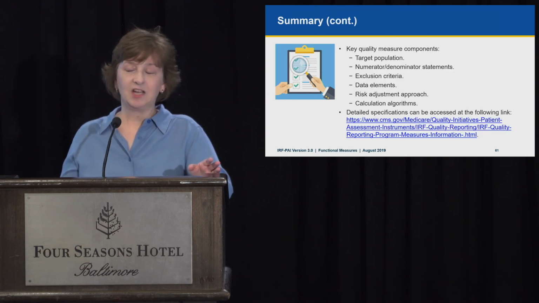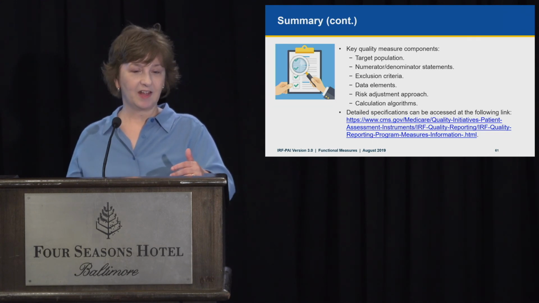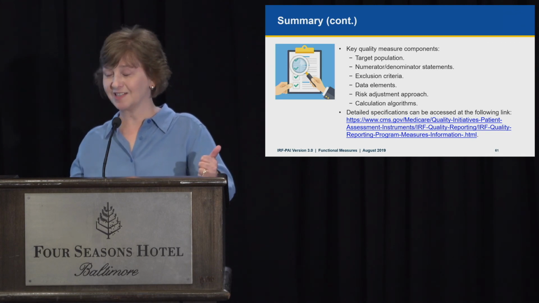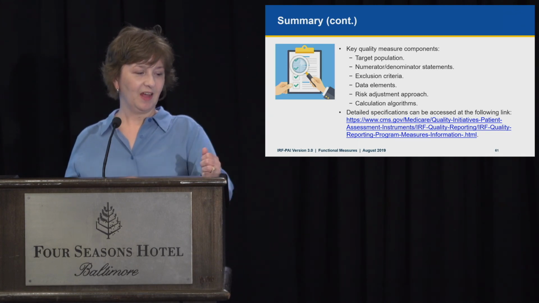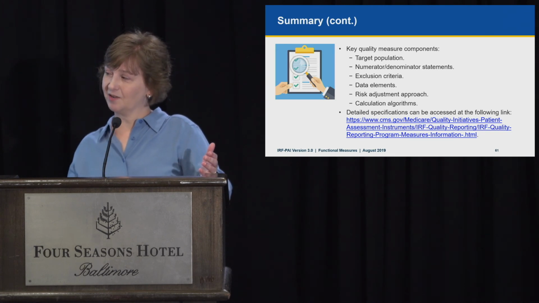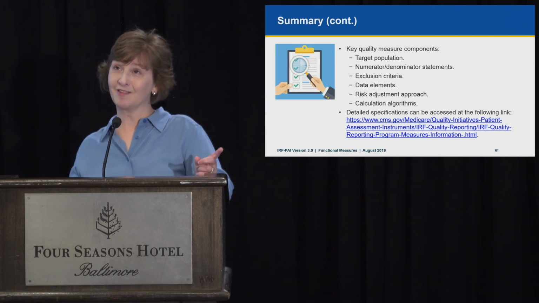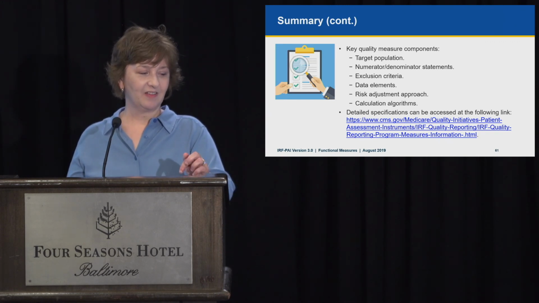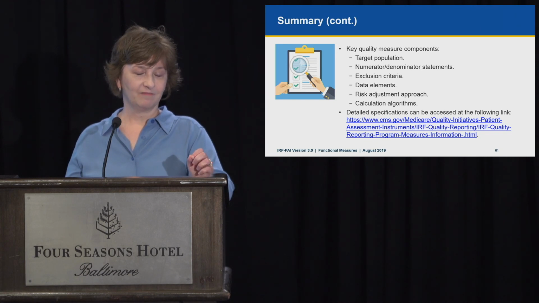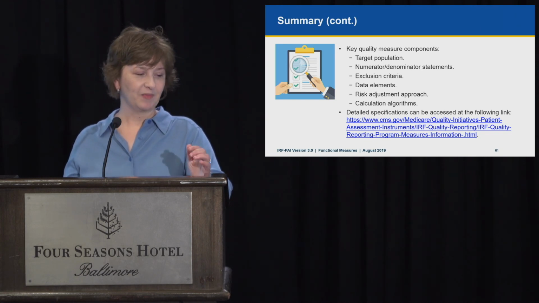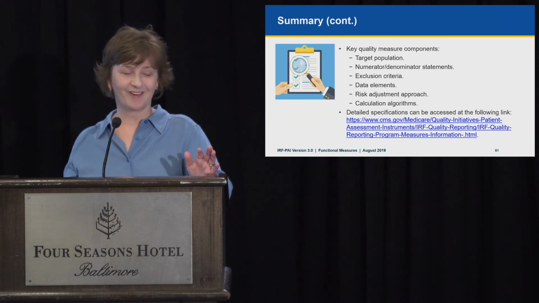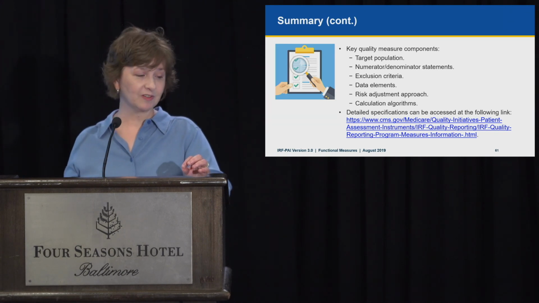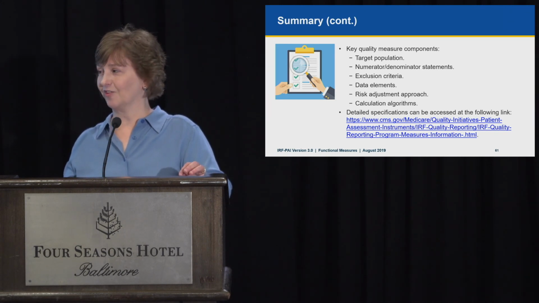So to revisit part of the presentation from early on, the key components of quality measures are the target population. I spent a lot of time talking about that for each measure. Some measures have numerators and denominators. Obviously the process measure and the last two outcome measures have a numerator and denominator, and there are exclusions for most of the outcome measures. Data elements are obviously necessary for all of the quality measures. Risk adjustment applies to the outcome measures, and there are calculation algorithms for each.